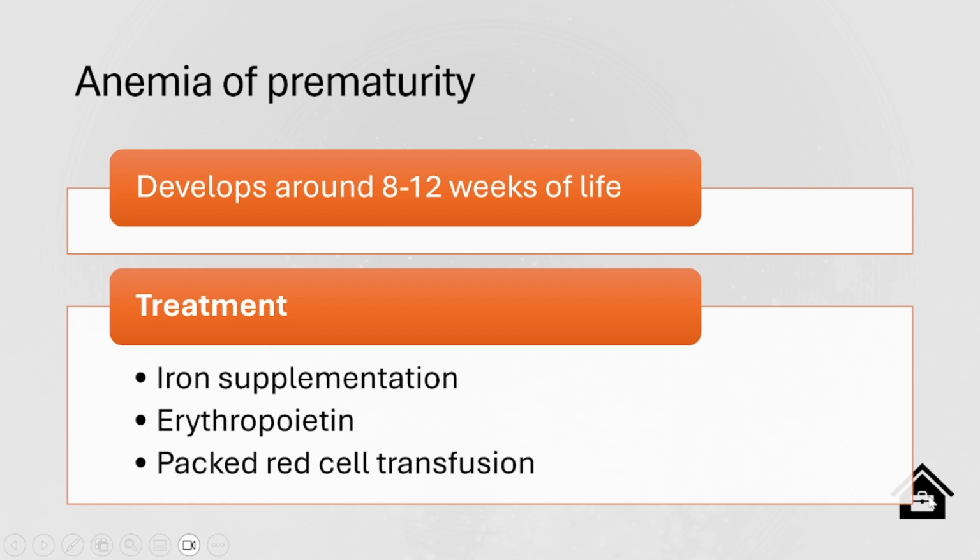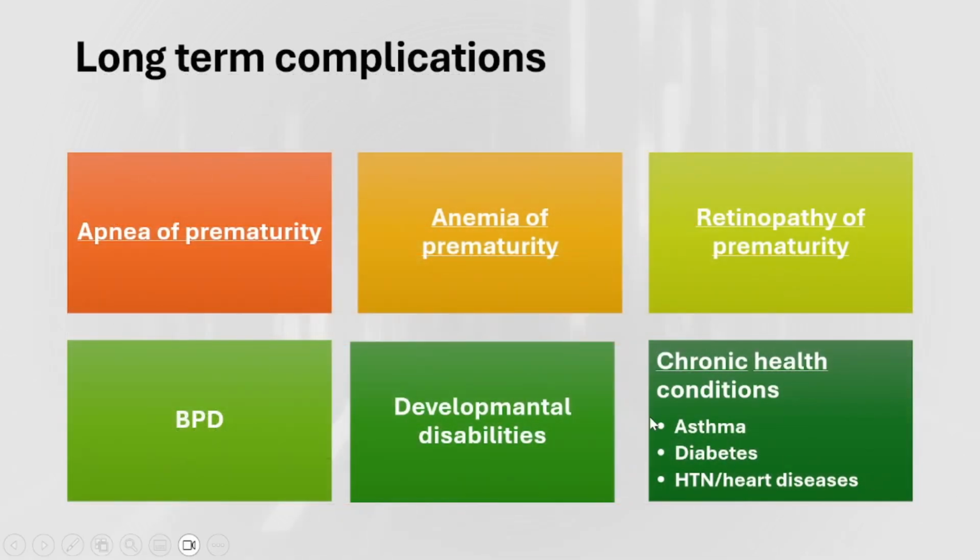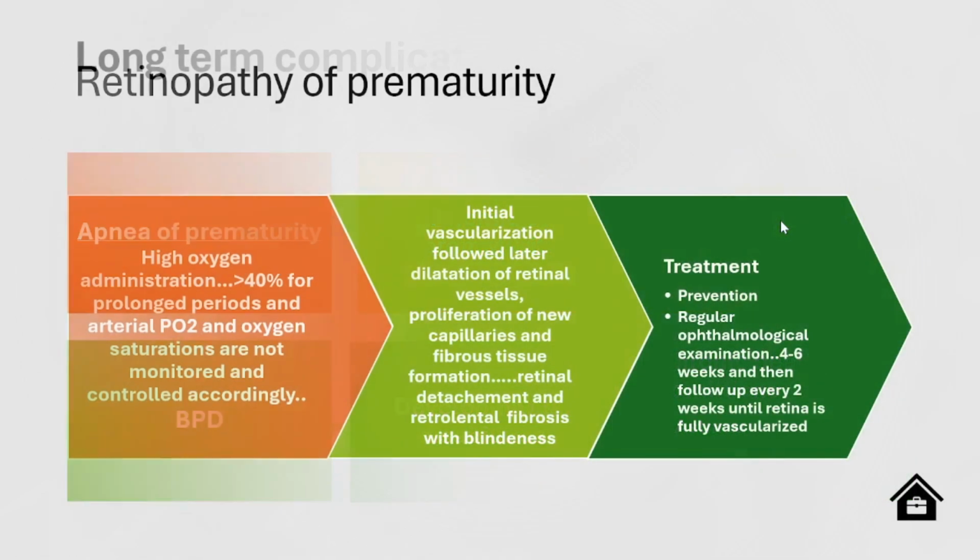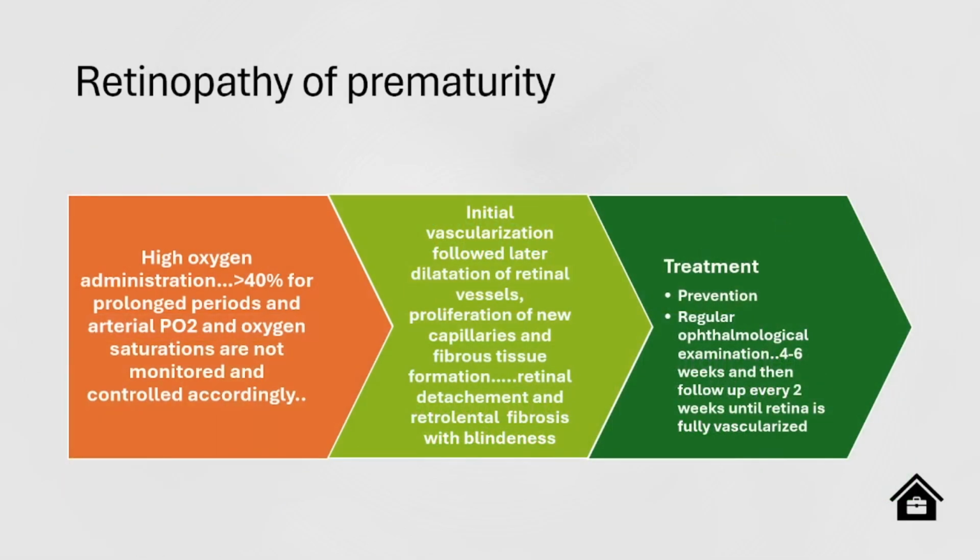Retinopathy of prematurity is another long-term complication. This condition is particularly common in very low birth weight infants who have been ill in the perinatal period requiring respiratory support. And it develops due to high oxygen administration of more than 40% for prolonged period. And arterial PO2 and oxygen saturations are not monitored and controlled accordingly.